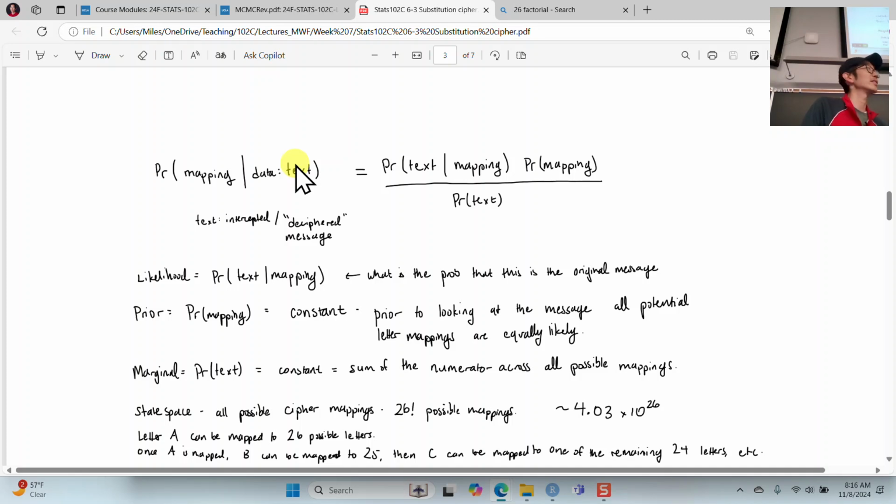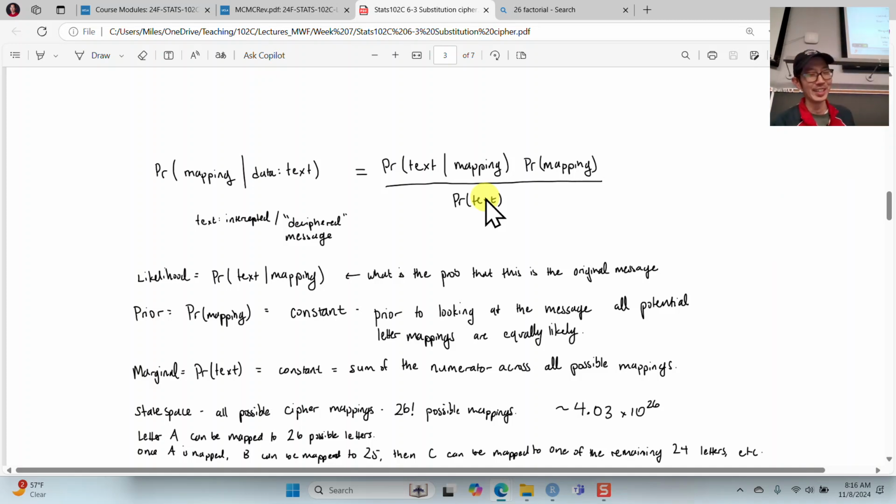And it's like, how can you even write something like this? But the concepts apply here. We're going to say this is our posterior distribution, and this is equal to our likelihood times the prior divided by our marginal. So our likelihood is the probability of some text given some kind of mapping, multiplied by the prior probability of a mapping, divided by the marginal probability of the text.